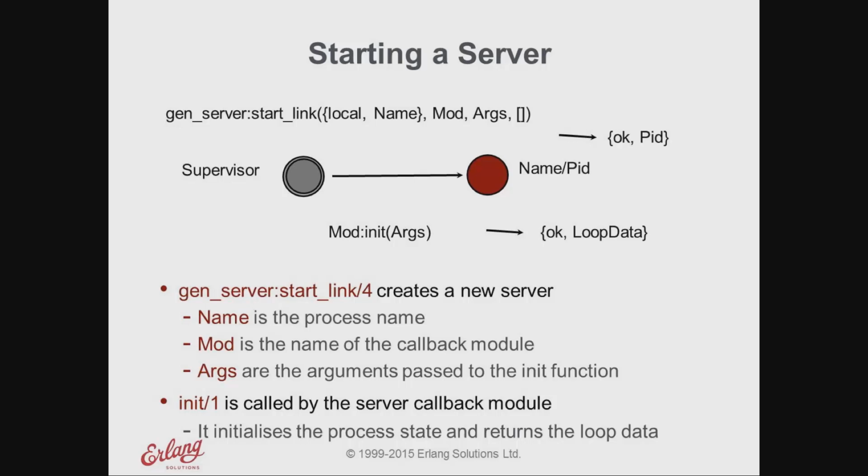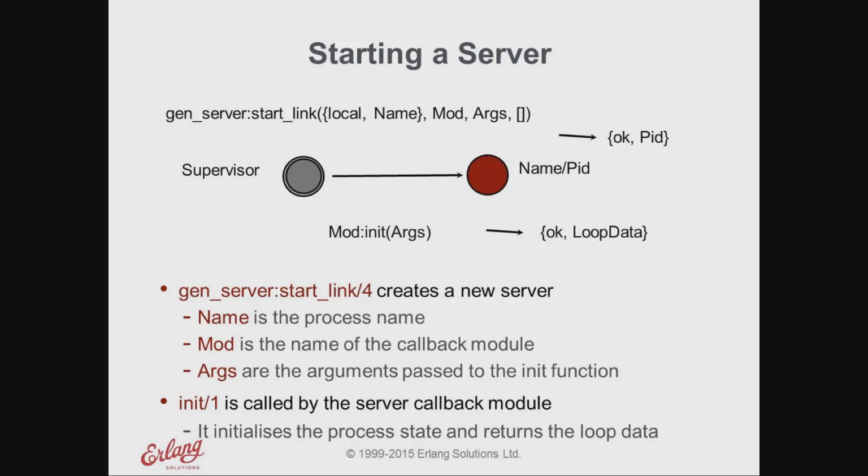Generic servers and other OTP behaviors are started not with the spawn BIFs, as we've done up to date, but with dedicated functions which do a bit more behind the scenes than just spawn a process. With Gen servers, it's a start link function, which takes 4 arguments. The first argument tells the Gen server module to register the process locally with the alias name. It's an optional argument which can be omitted if you don't want to register your server. Mod is the name of the callback module, where all of the server-specific code you write yourself goes.